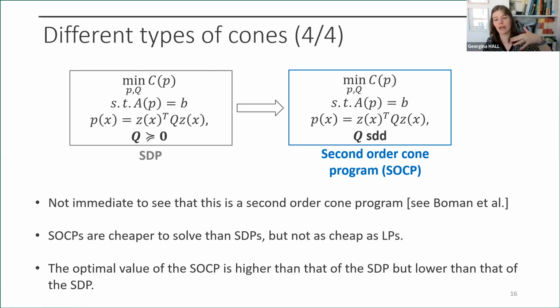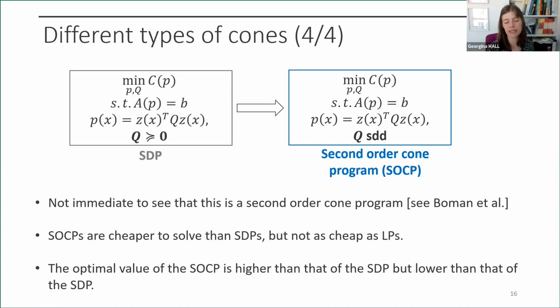So you have three different levels: the LP, the SOCP, and the SDP. These get increasingly costlier to solve. But as a counterpart, the DD, SDD, and positive semi-definite cones give you increasingly good solutions. So you're really trading off the amount of computation time you have against how accurate you want your solution to be. I just want to point out that it's not straightforward to see that this is a second order cone program from the definition of SDD I gave you. There's an alternative equivalent definition of SDD which makes it much easier to see, and I'm happy to refer you to references if that's of interest to you.